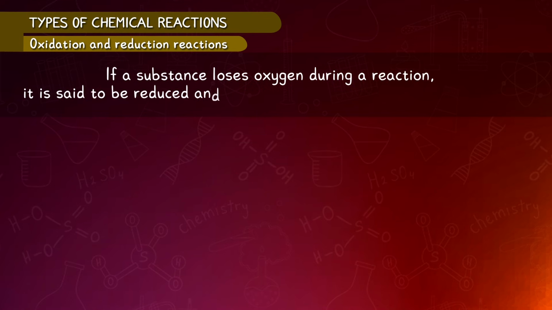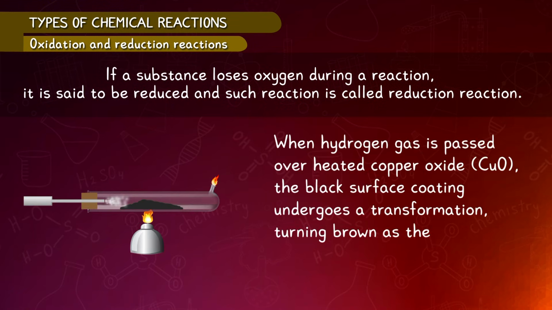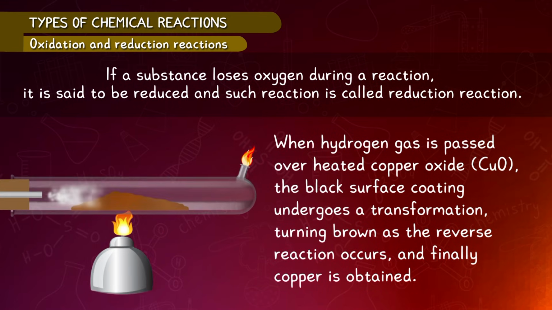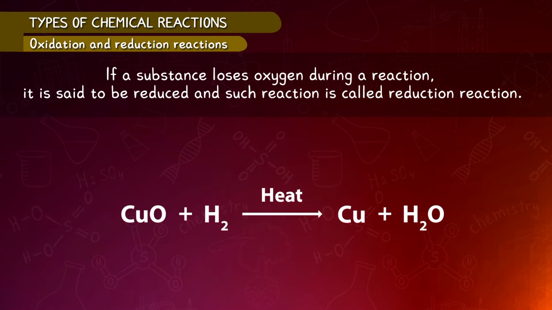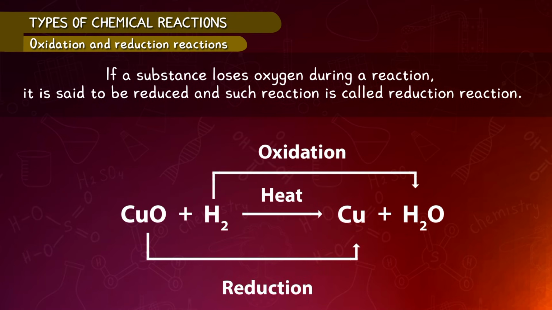If a substance loses oxygen during a reaction, it is said to be reduced, and such reaction is called a reduction reaction. When hydrogen gas is passed over heated copper oxide, the black surface coating undergoes a transformation, turning brown as the reverse reaction occurs, and finally copper is obtained. This reaction has both oxidation and reduction in it. Let's see, copper oxide turning to copper is a reduction reaction, whereas hydrogen turns to water, it is an oxidation reaction. During this reaction, copper oxide gets reduced by losing oxygen. The hydrogen is gaining oxygen and is being oxidized.